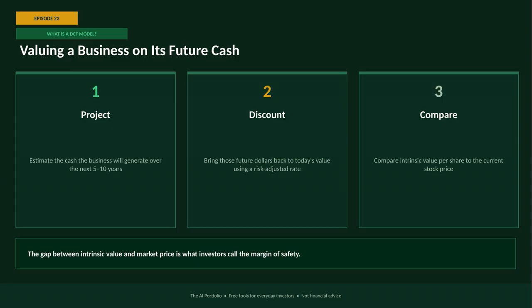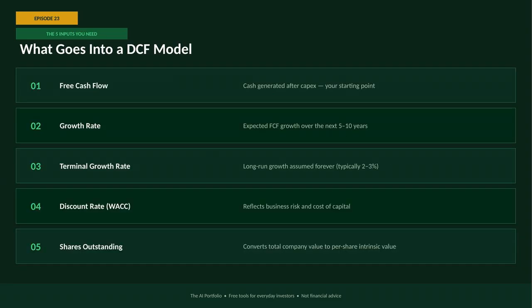A DCF model has 5 key inputs. First, free cash flow, the cash the business actually generates after capital expenditures. This is your starting point. Second, the growth rate, how fast you expect free cash flow to grow over the next 5 to 10 years. Third, the terminal growth rate, the long-run growth rate you assume the business sustains forever, usually between 2 and 3%.